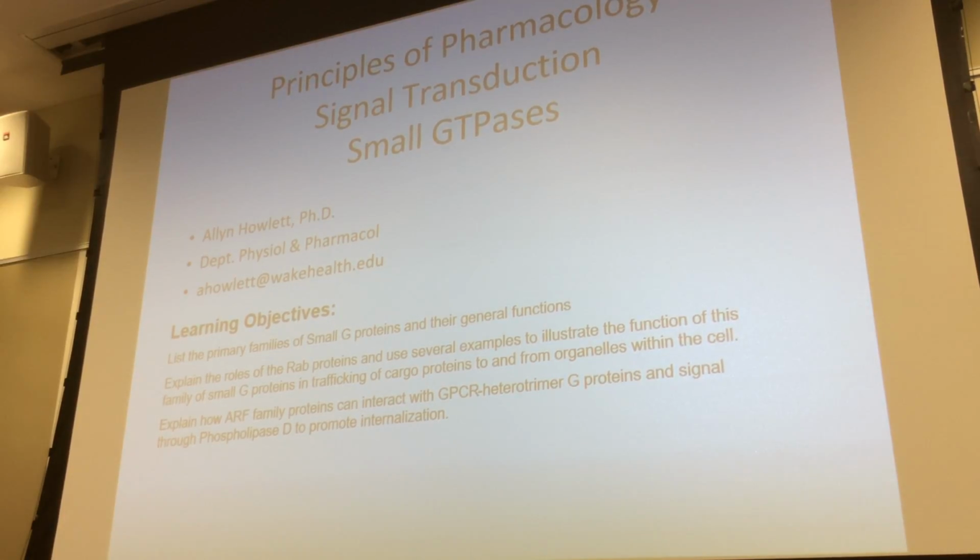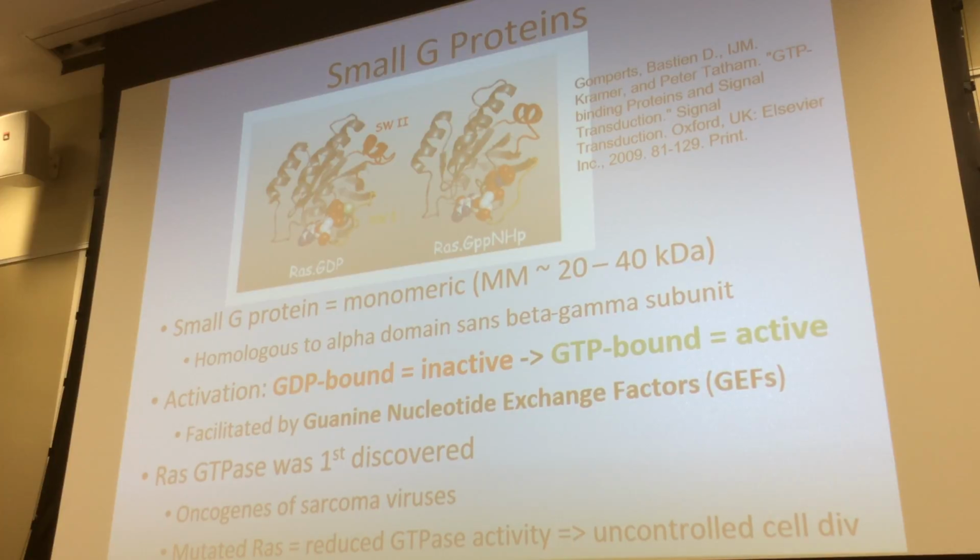So these are very similar to what you've already seen. This is our RAS. It's got a GDP bound to it, and when the GDP is removed, then you can get a GTP bound. And this GPP NHP is simply an analog of GTP that cannot be broken down or hydrolyzed because it doesn't have that oxygen here that's the substrate.